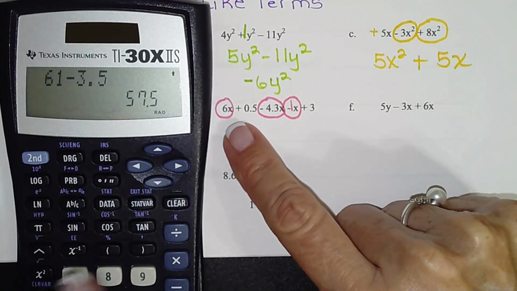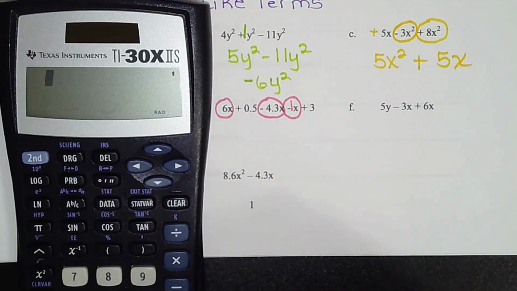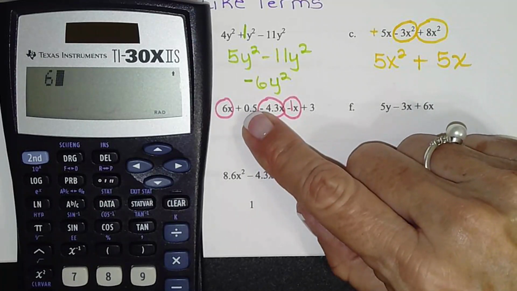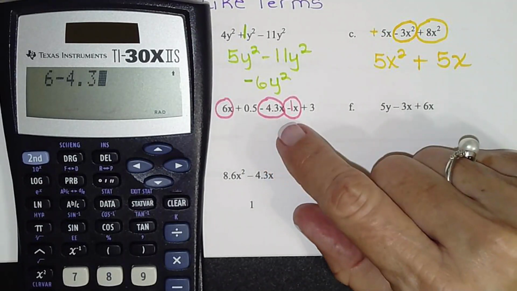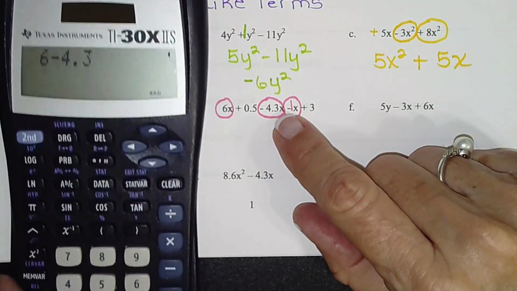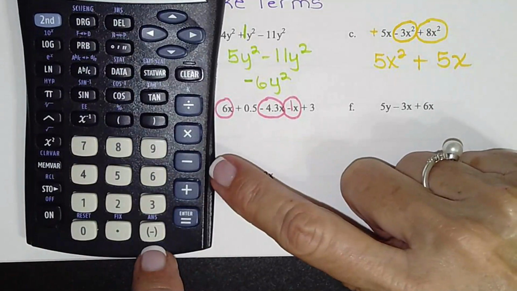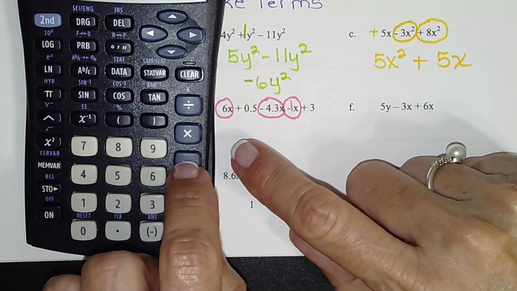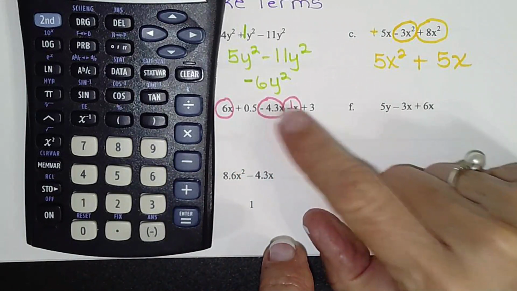So when you're typing it in the calculator, you just type in the numbers and their signs. So 6, and then it's going to be minus 4.3, and then minus 1. And when you're using the calculator, make sure and don't get these 2 keys mixed up. This is negative, this is subtraction, and these are subtraction signs because they're in between terms.